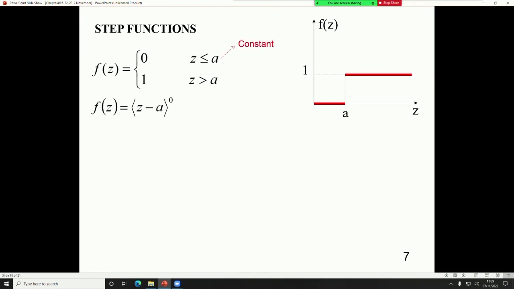So look at this equation at the moment. Whenever the value inside the brackets is zero or negative, the function disappears, so it becomes 0. And whenever the value inside the brackets is positive, then these two become a pair of ordinary brackets. So the z minus a to the power of 0 is equal to 1. So instead of showing it as two equations, I use one equation to show it.